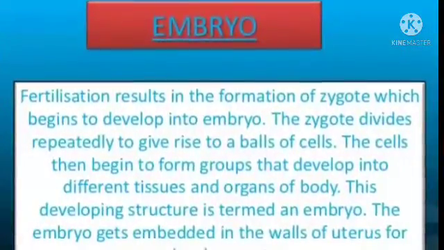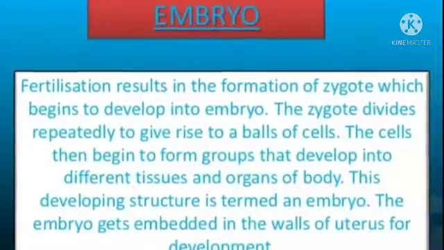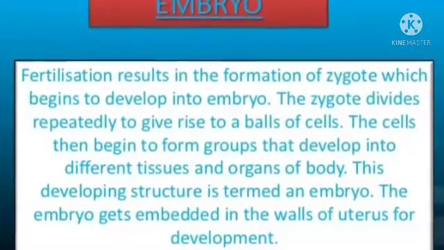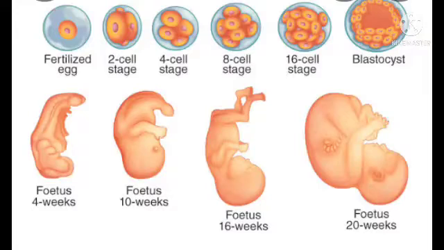Embryo. Fertilization results in the formation of zygote which begins to develop into embryo. The zygote divides repeatedly to give rise to balls of cells. The cells then begin to form groups that develop into different tissues and organs of body. This developing structure is termed an embryo. The embryo gets embedded in the walls of uterus for development.